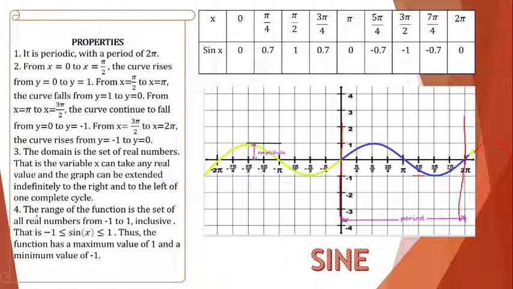Now, next. 4. Range of the function is the set of all real numbers from -1 to 1 inclusive, that is, -1 is less than or equal to sine of x is less than or equal to 1. Thus, the function has a maximum value of 1 and a minimum value of -1. So, maximum value, pinakamataas na nakuha natin is 1 and the lowest is -1.